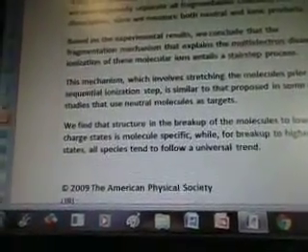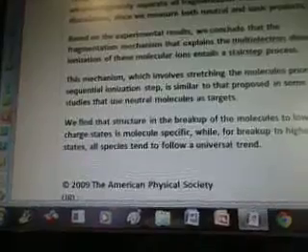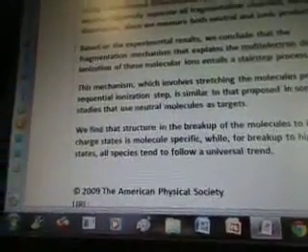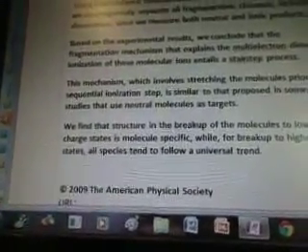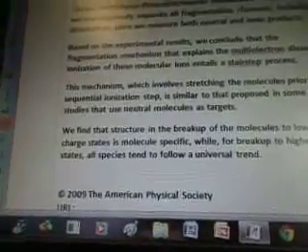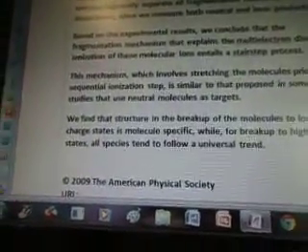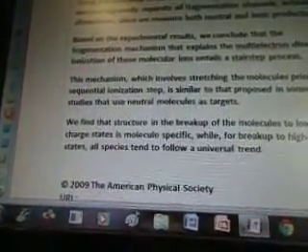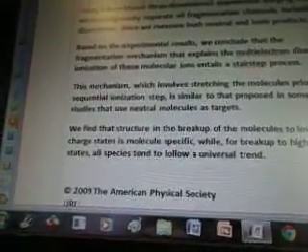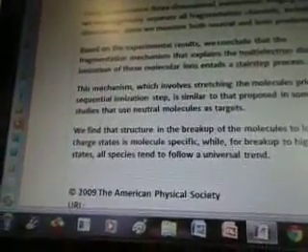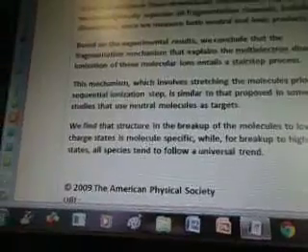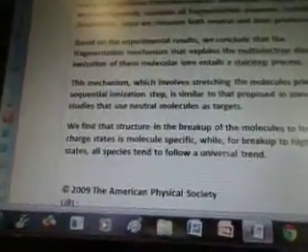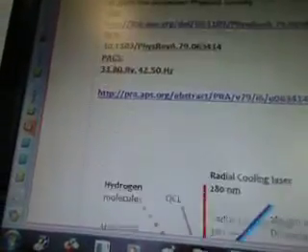This mechanism, which involves stretching the molecules prior to each sequential ionization step, is similar to that proposed in some earlier studies that used neutral molecules as targets. We find that structure in the breakup of the molecules to lower charge states is molecule specific, while for breakup to higher charge states all species tend to follow a universal trend. And that's links.aps.org and prod.aps.org.